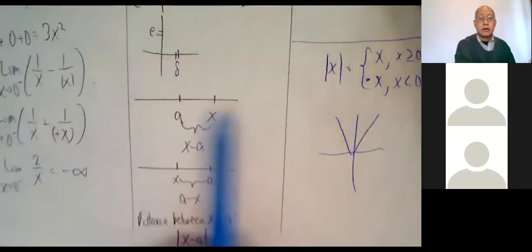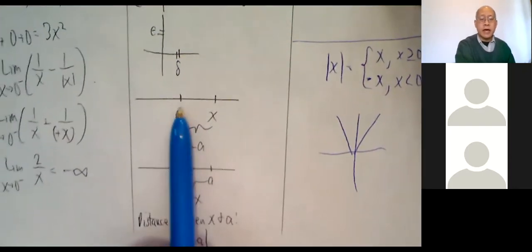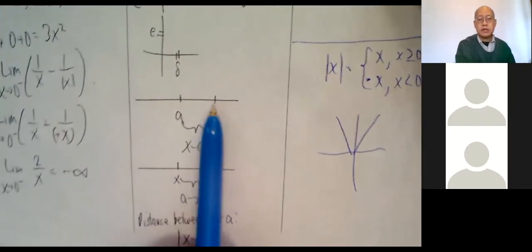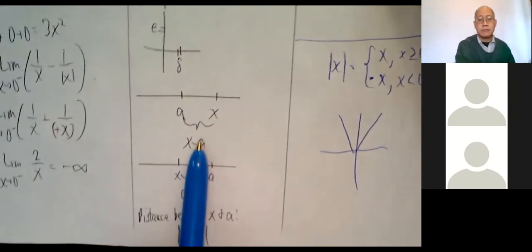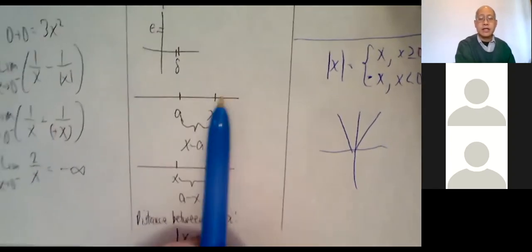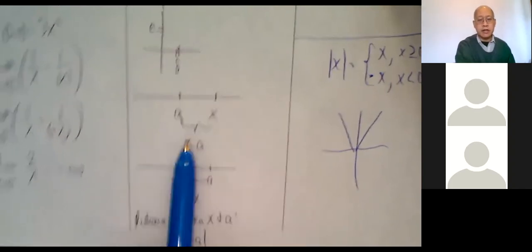Okay, here's a number line. How far is it from a to x? Well, just subtract: x minus a, right? Like if this is 3 and this is 10, you would just go, oh yeah, 10 minus 3 is 7, right?